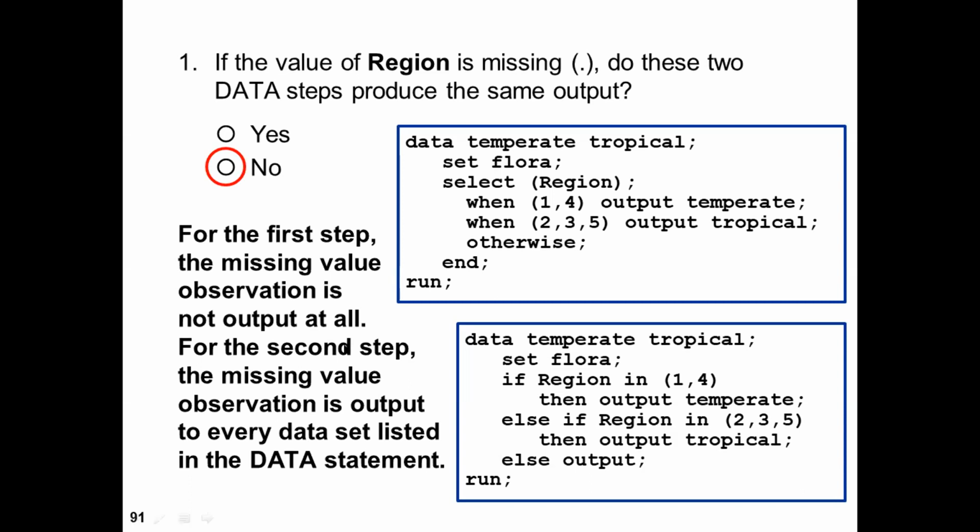Why? For the first step, the missing value observation is not output at all. For the second step, the missing value observation is output to every data set listed in the data statement. Because at the end you are writing else output, and here you have not mentioned any output dataset name. Hence, with else output, the missing value will be written to temperate as well as tropical. But in the first step you did not specify the missing value, hence it will not be written to any of these datasets.